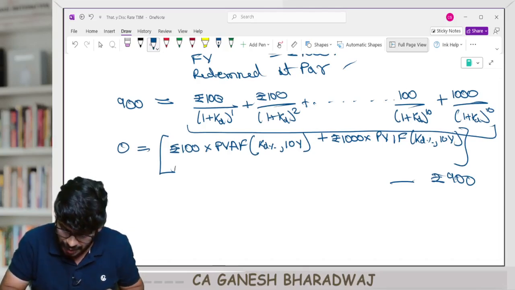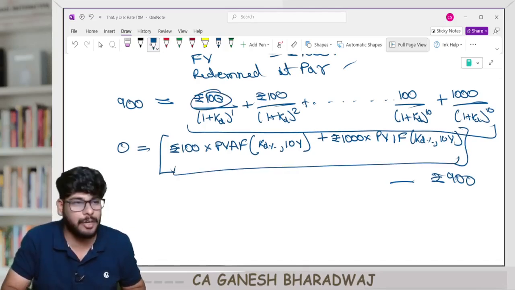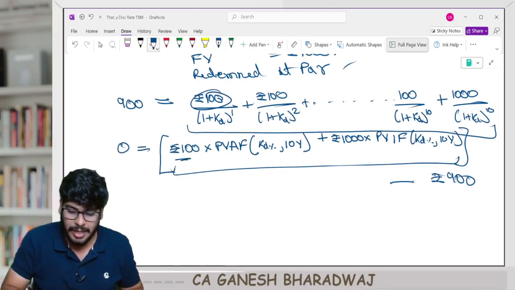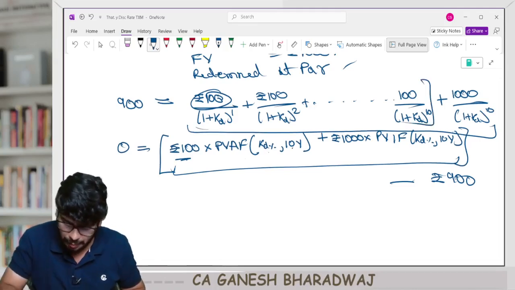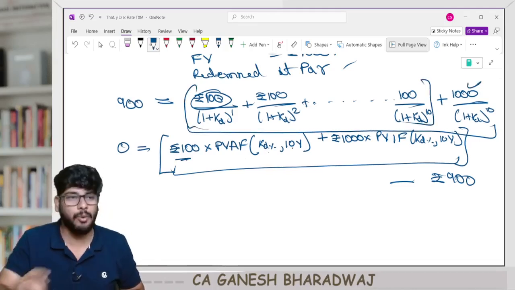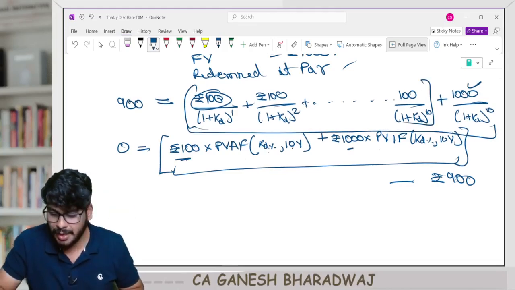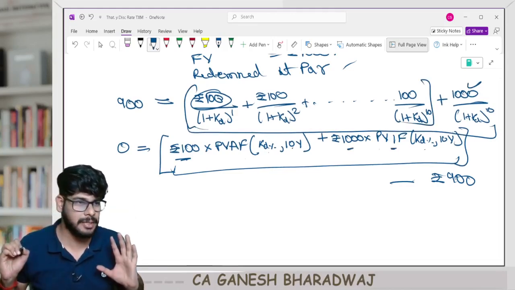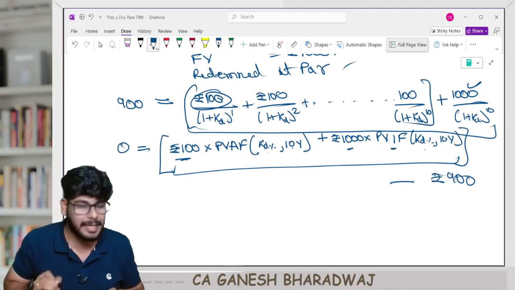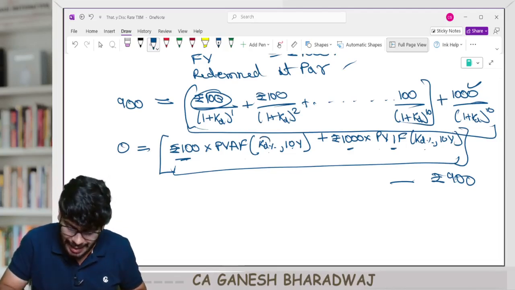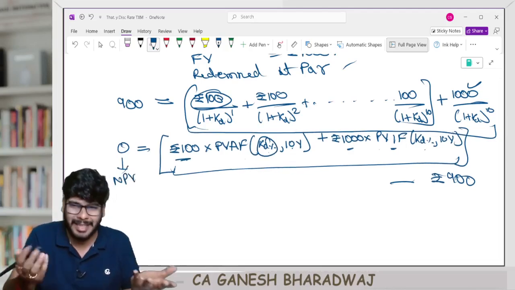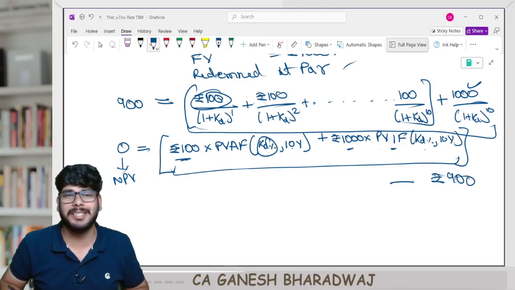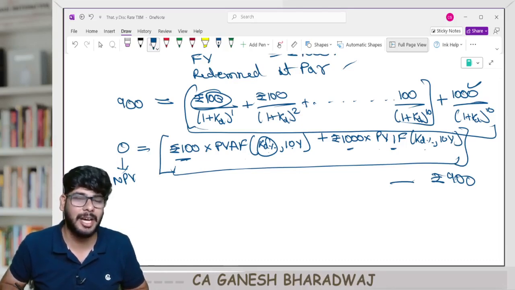So this sum total can be rewritten as follows. 100 rupees annually for the next 10 years, so 100 into present value annuity factor for KD percentage, which I need to calculate for 10 years. That gives you this sum total. Plus 1000 happens only once, so 1000 into present value interest factor of KD percentage for 10 years, right? Minus 900 is equal to 0. Or in other words, I need to calculate that KD percentage that makes my NPV equal to 0. That is called IRR, no? Are you able to understand this?